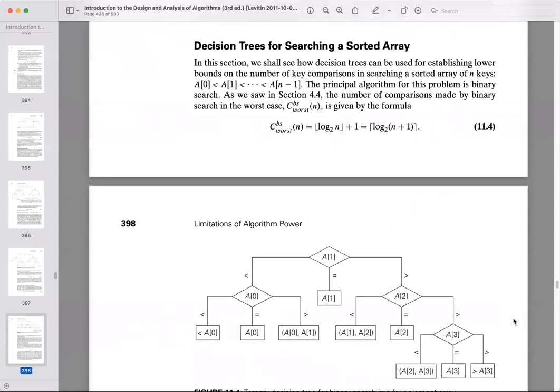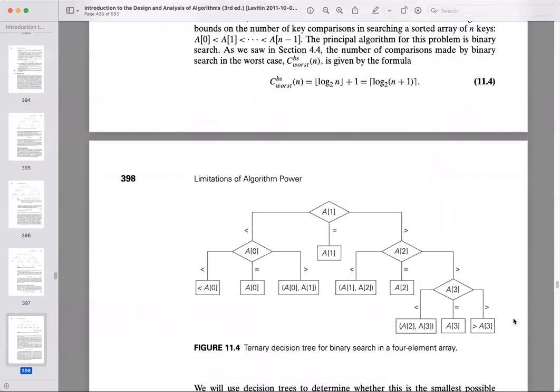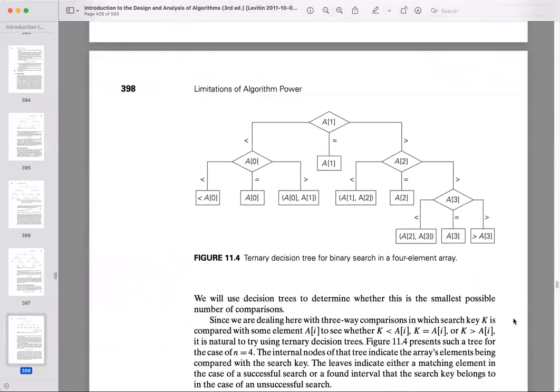We have a decision tree also for searching a sorted array. On this one, we're going to start at A1 and see whether it is less than, equal to, or greater than A0, A1, oh yeah, of what? That's weird. These always confuse me. Smallest possible number of comparisons. We have a 3-way comparison here, to see whether K is less than A[i], K is equal to A[i], or K is greater than A[i].